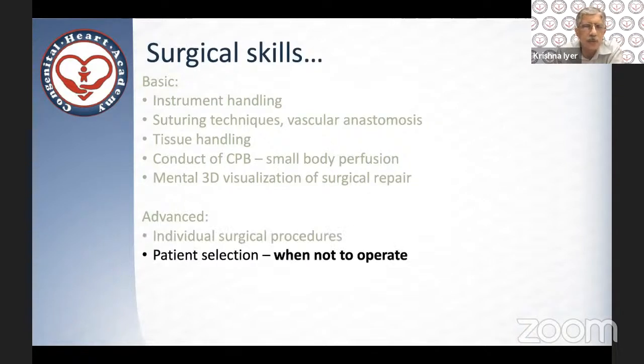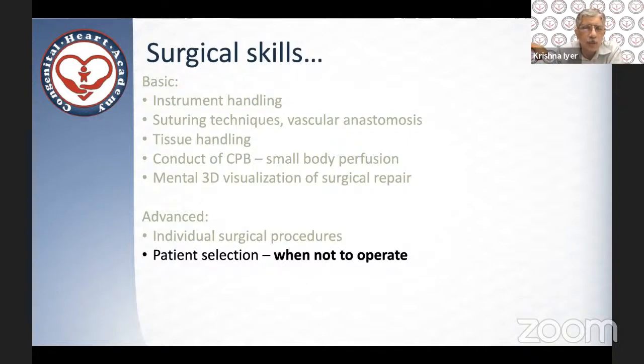These are the steps of individual surgical procedures. But in LMICs, the most important aspect is when not to operate. So patient selection, as one of our earlier speakers mentioned, is extremely important. If a patient is not suitable for surgery, not every congenital heart disease can be repaired. And in LMIC, it's important to know when a patient has reached a state of inoperability.